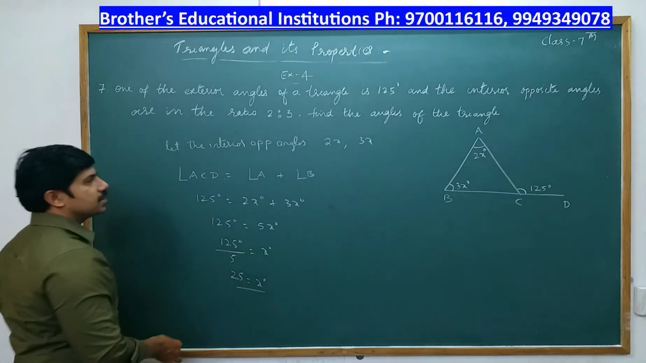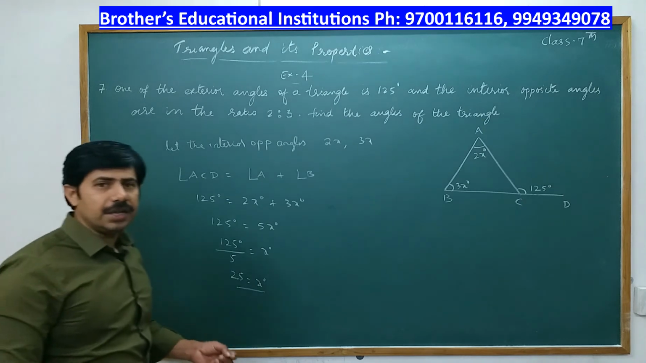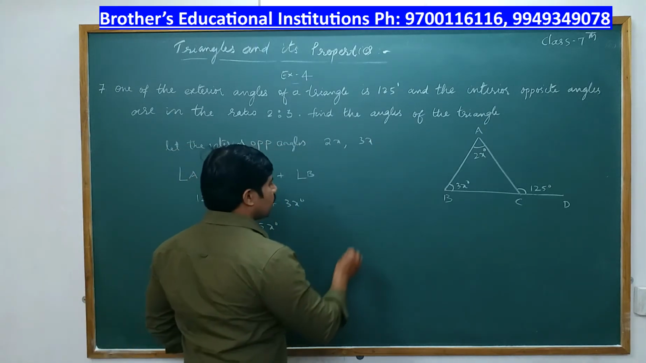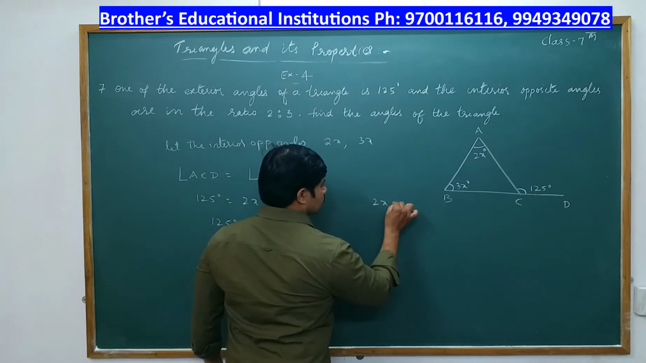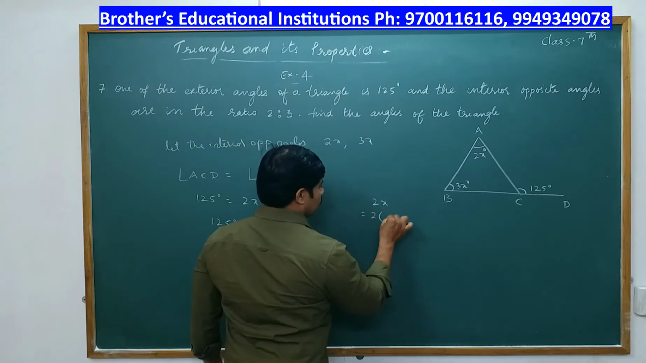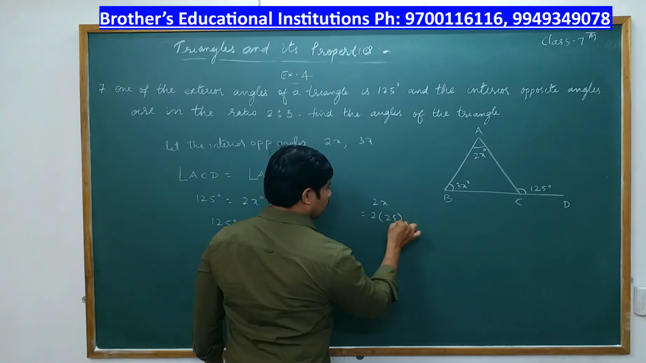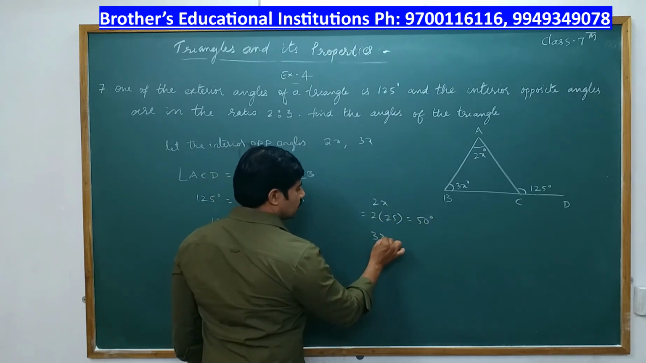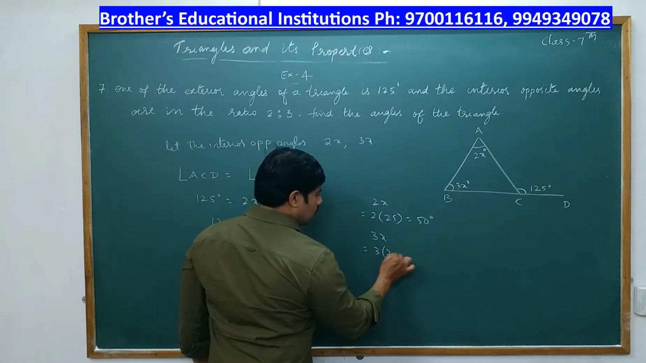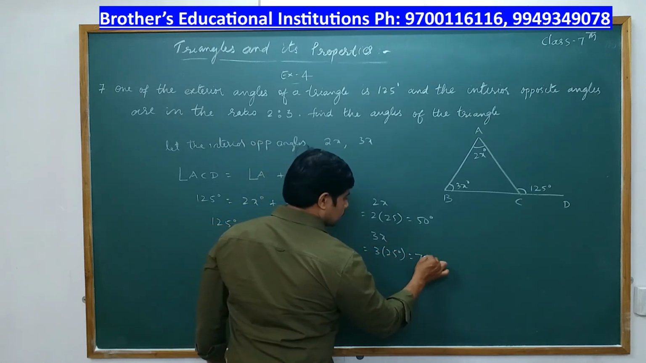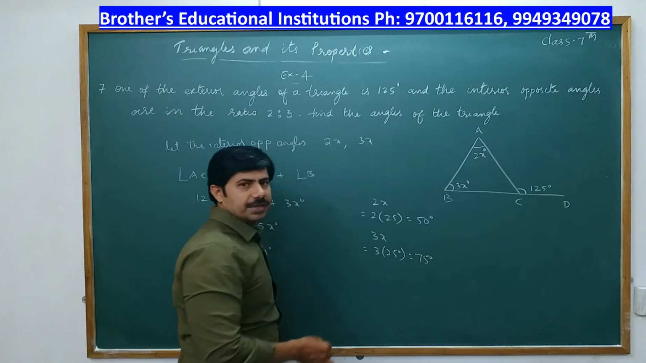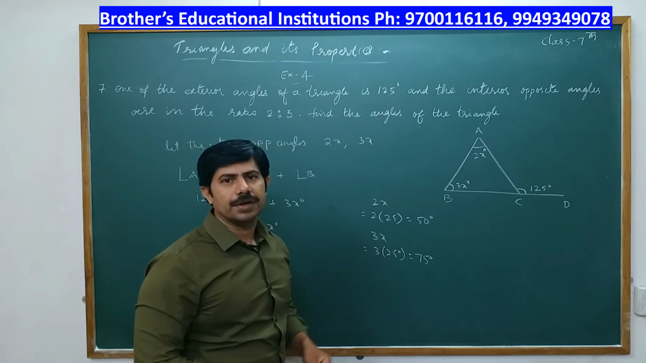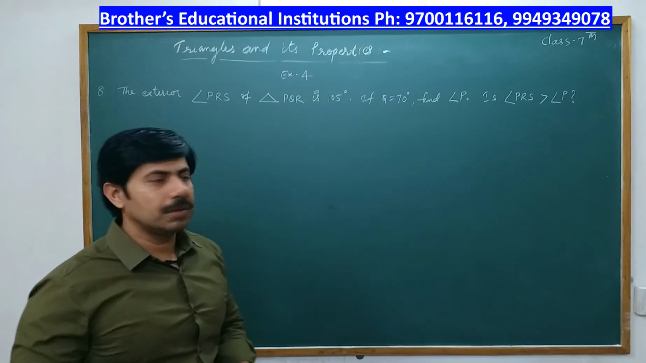So after getting this x, as we need to find the interior angles, I'll substitute back in A and B. So one interior angle is 2x. So this is nothing but 2 into 25. It is 50 degrees. The other one is 3x, the other interior angle. So 3 into 25, it is 75 degrees. Okay. So the interior angles are 50 and 75. It is completed.